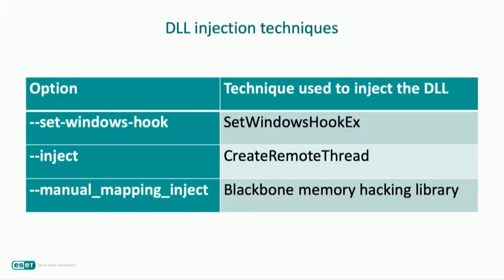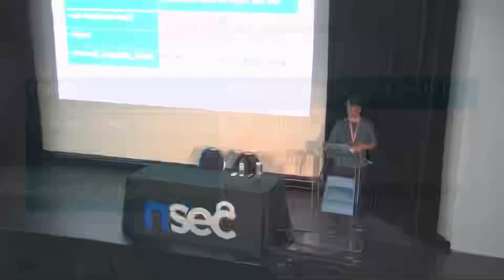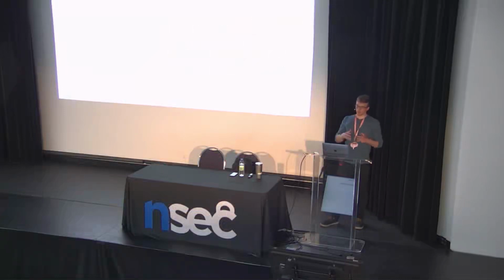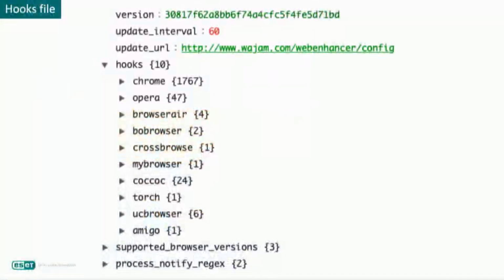There are different DLL injection techniques that can be used depending on the parameters given to the main executable. We observe three main ones. It can use the SetWindowsHookEx technique, CreateRemoteThread, or a third-party Blackbone memory hacking library. Once the DLL is injected, it uses this file to set up the hooks. Or well, it can use this file, but not exclusively.